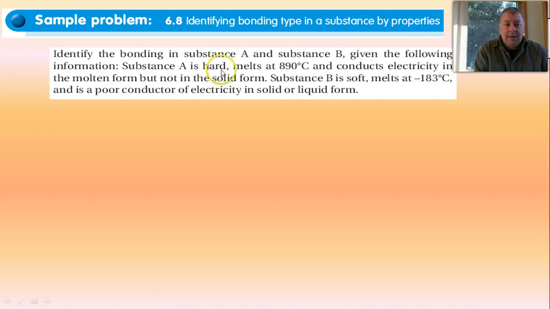Substance A is hard, melts at 890 degrees Celsius, so we'd say that's high. Conducts electricity in the molten form, but not in the solid form. Substance B is soft, melts at a low temperature, and is a poor conductor in solid and liquid form.